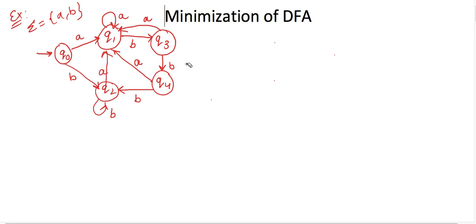One more thing. For any minimization of DFA, the first and most important step is how you are going to start: find out if there is any state which is unreachable from the initial state. What is the initial state here? It is Q0. You find out if any state is not reachable from Q0. Let's suppose there is.